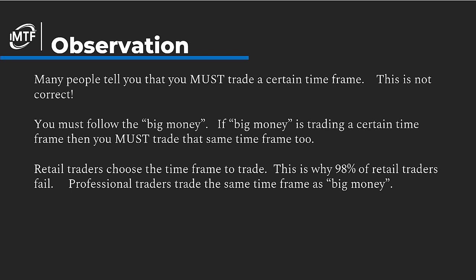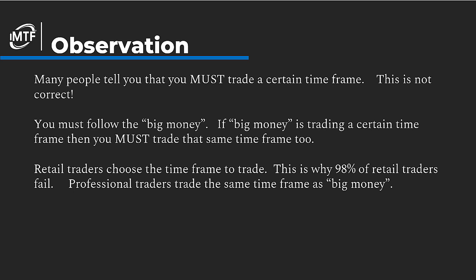Let's go over some observations. I already mentioned this at the beginning of the module, but I want to emphasize it in great detail now. Many people tell you that you must trade a certain time frame. This is not correct. 10 years ago, 15 years ago, that was correct, because there were not computers at all. Now everyone's trading on a computer or online brokerage platform, and they're trading many different time frames. The key here is that you must follow big money. If big money is trading a certain time frame, then you must trade that same time frame too.